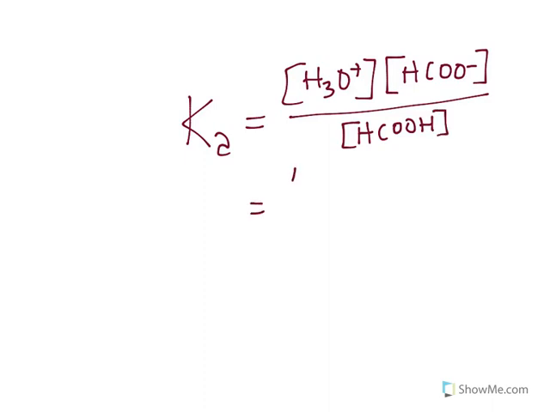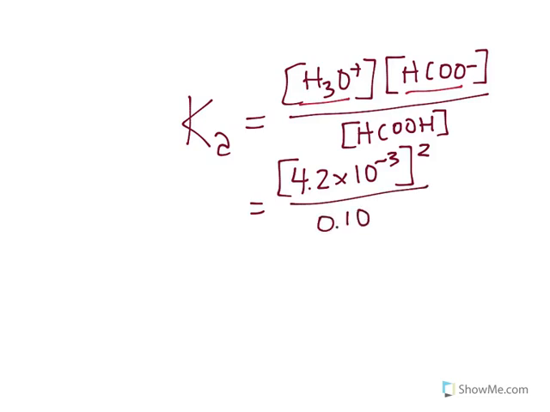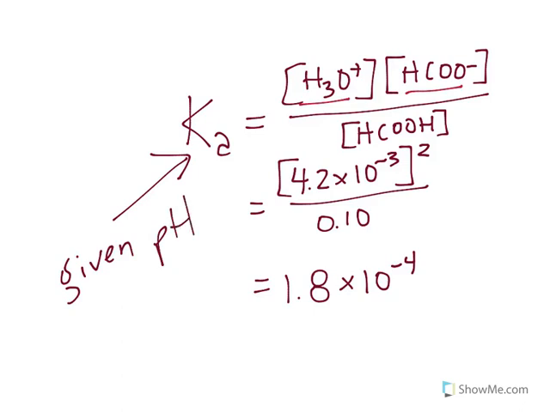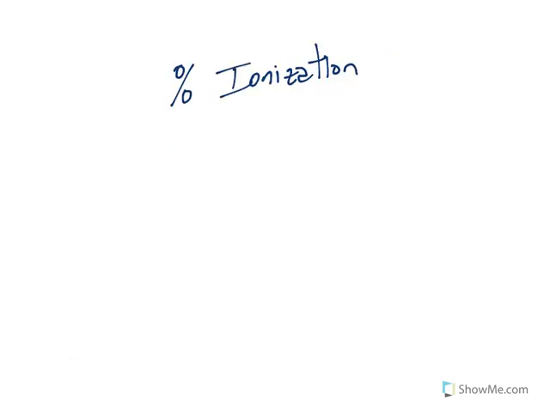So now that we know the values, we can plug them in. It's going to be equal to 4.2 times 10 to the negative 3, and we can actually square that since both of these values are the same, divided by 0.10. And this is actually going to come out to 1.8 times 10 to the negative 4. And so this is how you find the Ka of a solution given the pH. And usually you're doing this for the dissolution of weak acids.